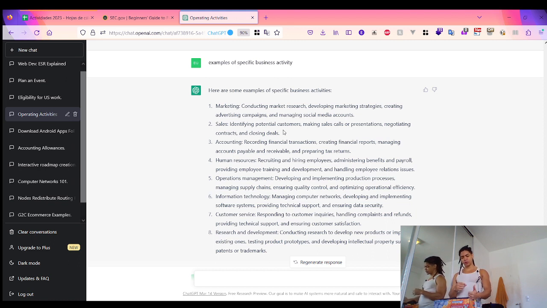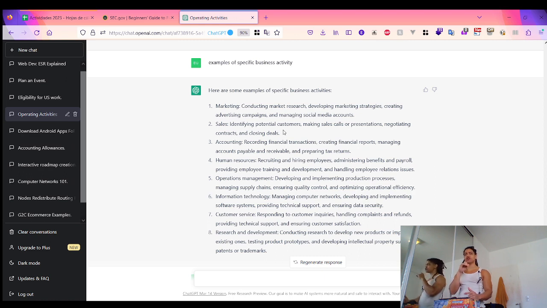Accounting is recording financial transactions and creating financial reports. After you make all of those entries in a balance sheet, an income statement, and the cash flow, now generate a report. Then managing accounts payable and accounts receivable, or in Spanish, cuentas por pagar and cuentas por cobrar, and preparing tax returns.